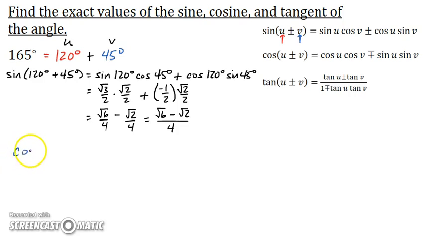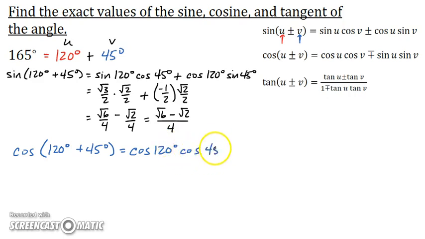All right, they want the cosine, so I can do the cosine of that sum of angles, 120 degrees plus 45 degrees. The cosine formula for a sum needed a minus sign between the two terms. And it's cosine of the first thing times cosine of the second thing minus sine of the first thing times sine of the second thing. And the good news is actually, I've already found these four values, I think. I think they're the ones I used in the sine formula.